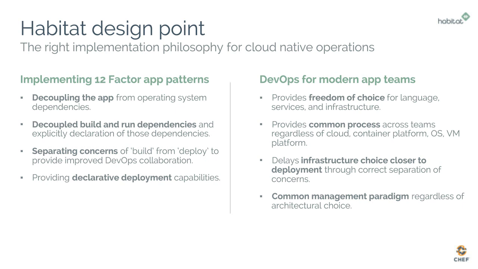So by adopting the Habitat build toolchain, you not only get a very programmatic way to achieve portability in cloud native application architecture, but you also are future-proofing your technology decision, because if you decide to change where you're deploying or how you're deploying in the future, Habitat will still support that new mechanism. In this way, we are providing you a common management paradigm regardless of architectural choices.